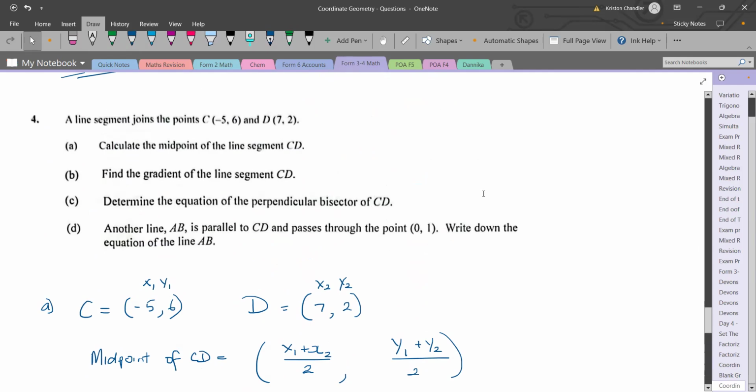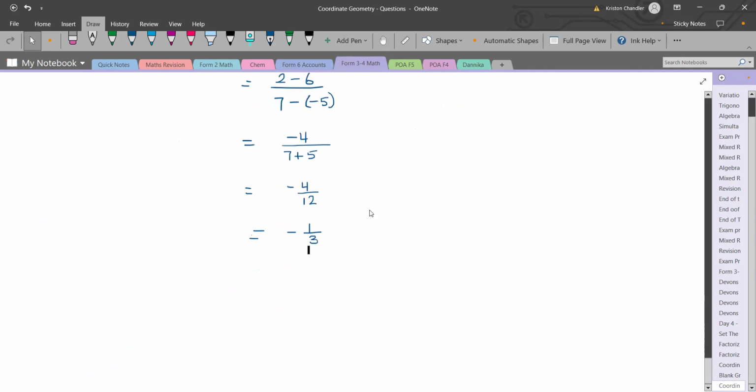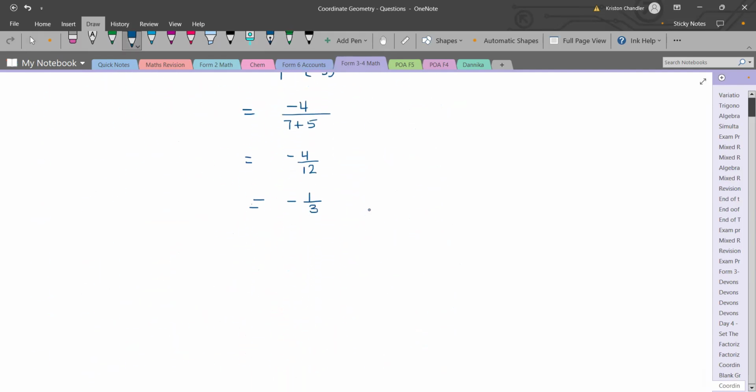Part C now. Now, part C might seem a little bit intimidating. When I talk to some of my students that wrote the JAN exams, they had a little issues with this. It's not a difficult question. Determine the equation of the perpendicular bisector. What you need to understand about the perpendicular bisector is, one, it is perpendicular. And what do we know about perpendicular lines?